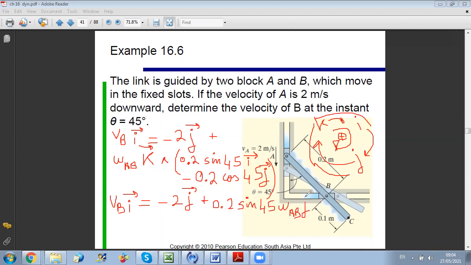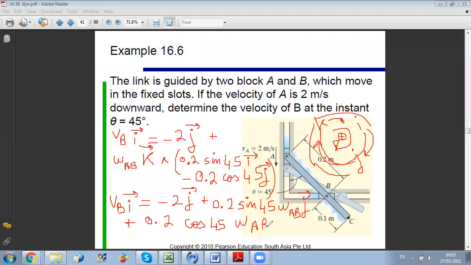And for the second term, K vectorial J, like we said, KJ is I, turning in the negative direction, which gives me minus I. Already there is a minus, so plus 0.2 cosine 45 times omega AB along I.